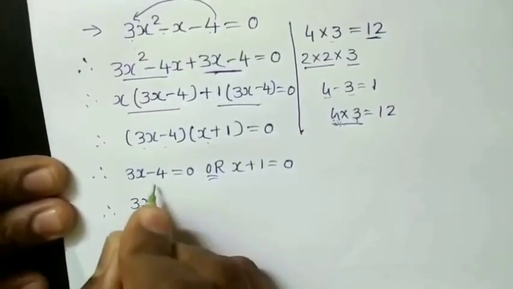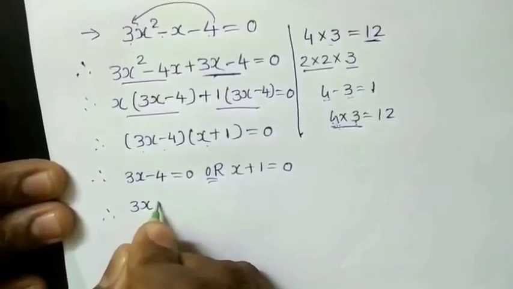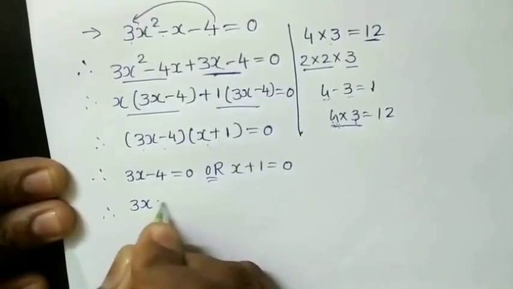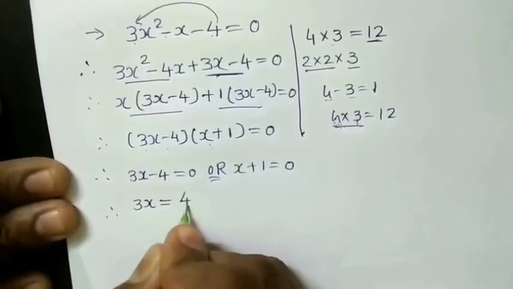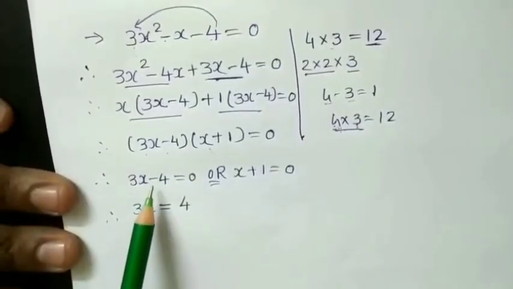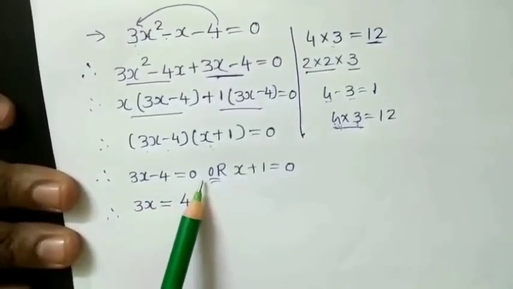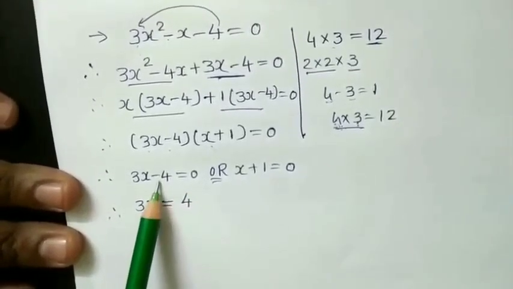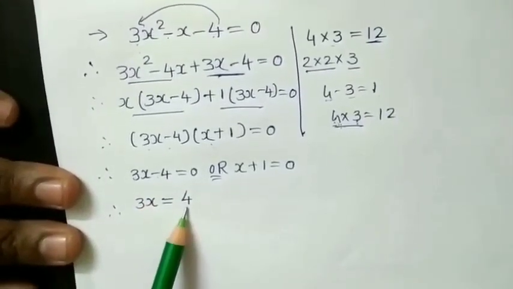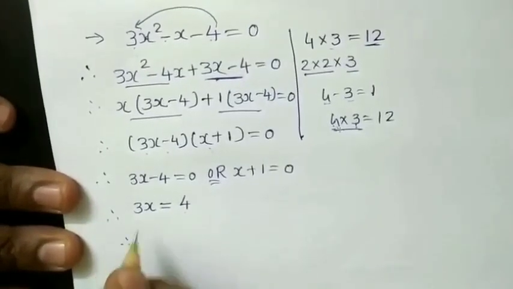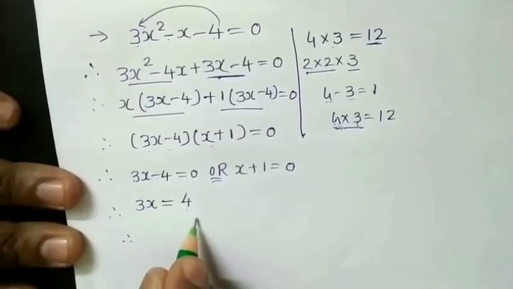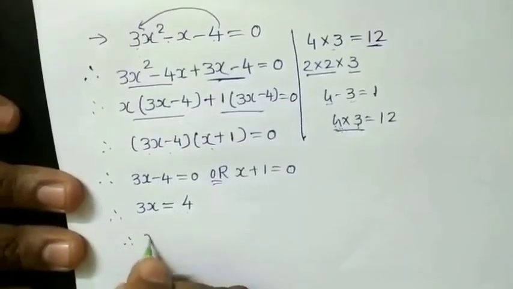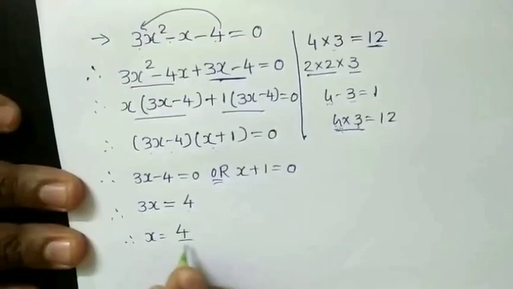So the answer will be 3x minus 4 plus 4, that is minus 4 plus 4 will be equal to 0. So equal to plus 4. In other terms, we can say that minus 4 will go to the other side, then the sign will get changed and minus 4 will turn to plus. In a similar way, I will bring this 3 also to the other side. It is in multiplication, so it will go to division. So I can write x is equal to 4 by 3.